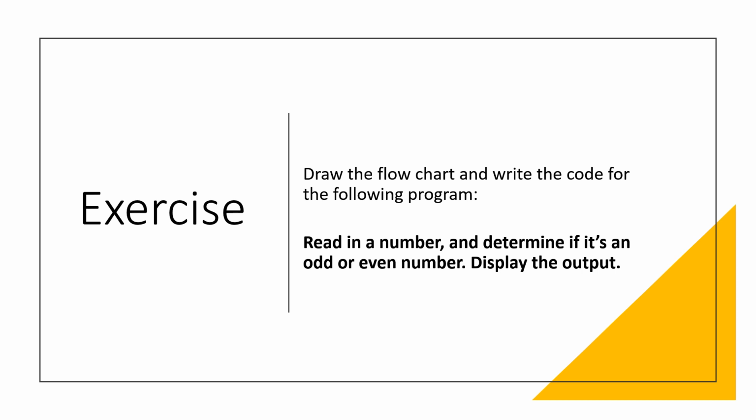As an exercise, draw the flowchart and write the code for the following program. Read a number, determine if it's an odd or even number, and then display the output. Why don't you try to do this program? Okay, and we'll discuss the output during the next class.